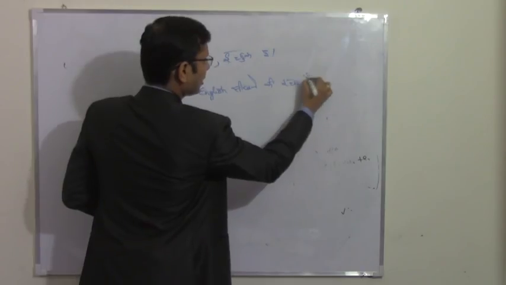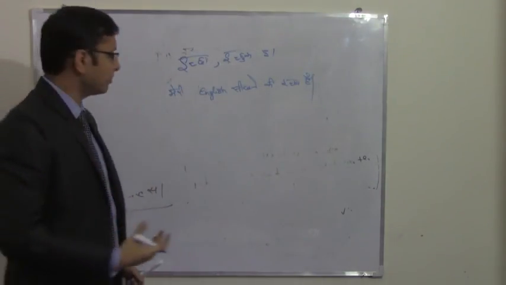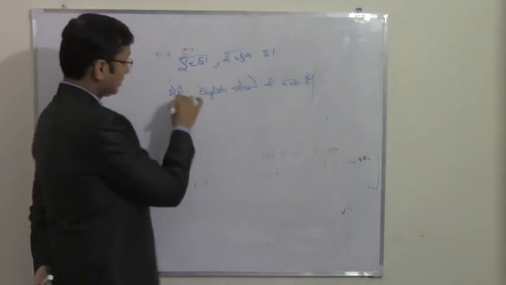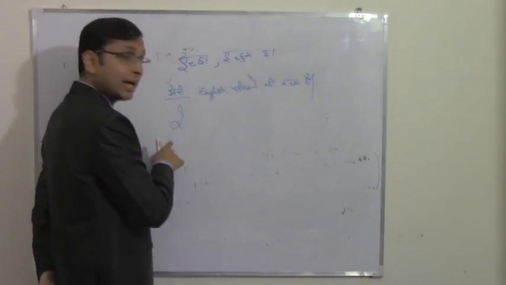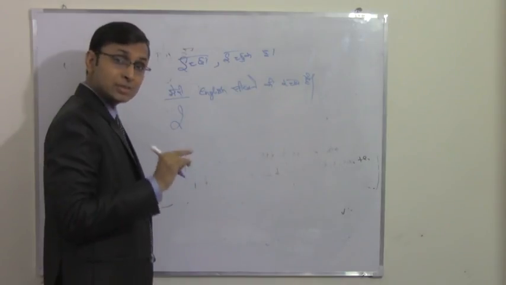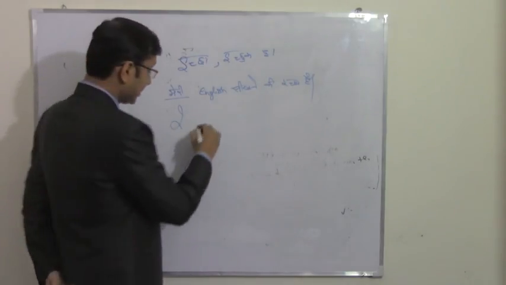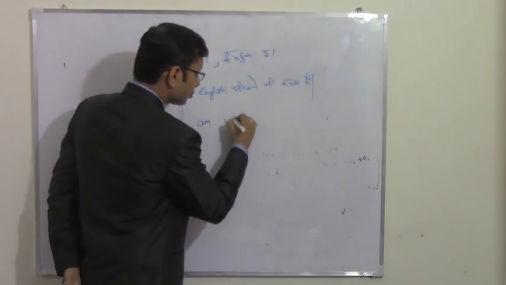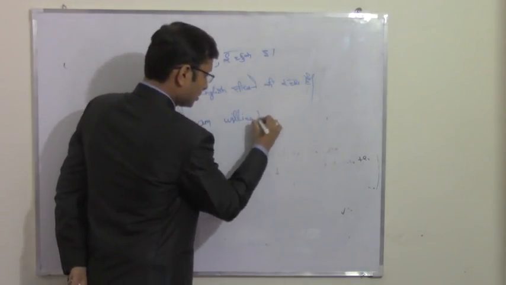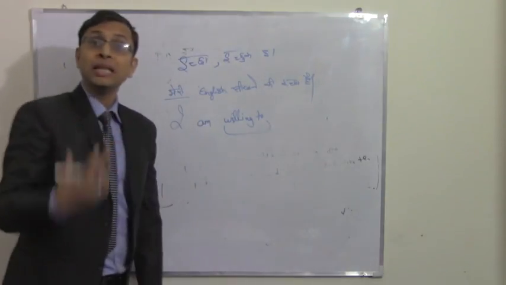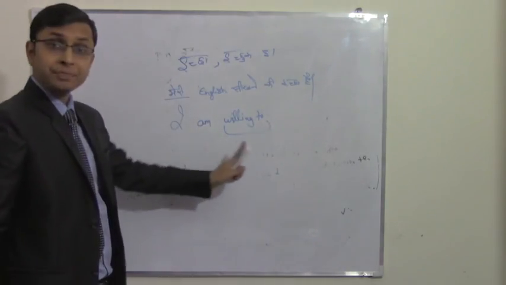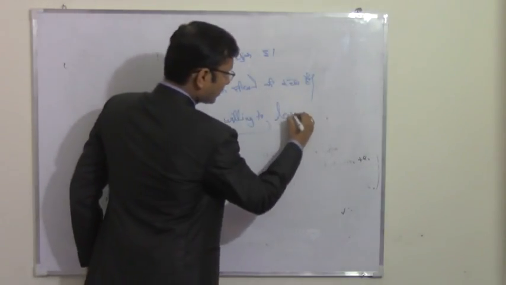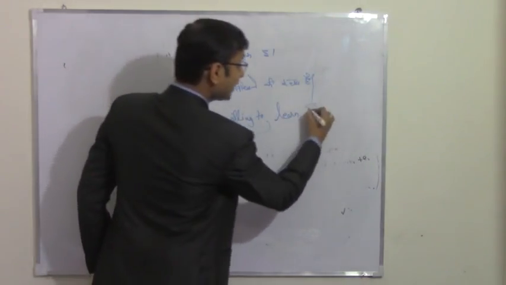When you talk about that, then you say "I", and with "I" the helping verb which we use is "am". So: I am willing to. That's what we need to remember: willing to. I am willing to learn. I am willing to learn English.